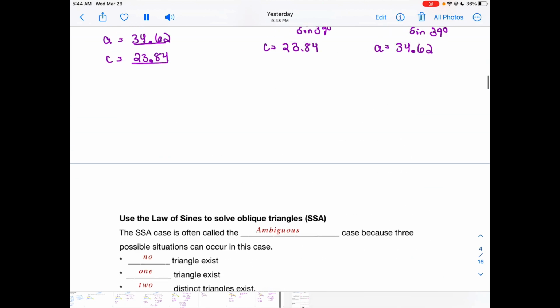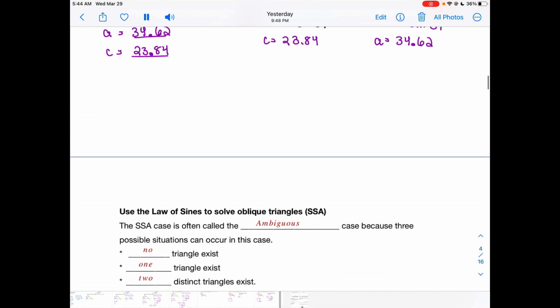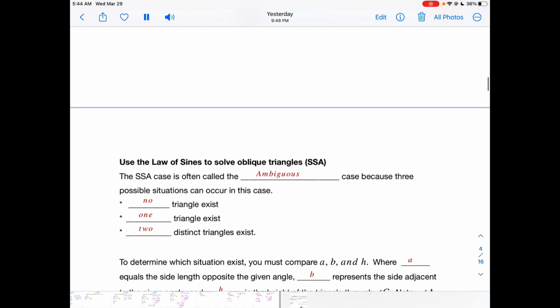Now we're going to learn about this third case, side side angle, which is called the ambiguous case, next time.